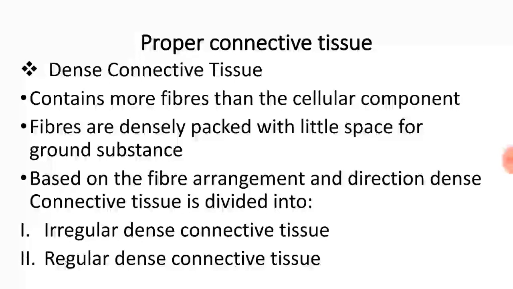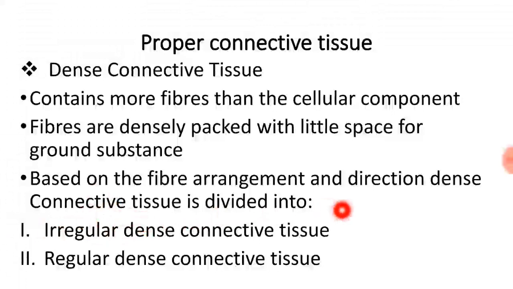Now we are going to see the dense connective tissue, which contains more fibers than cellular components. So here the cells are fewer than fibers. Earlier we saw that cells are more than fibers, but now fibers are more than cells. The fibers are densely packed with little space. The space from one cell to another is small, for the ground substances, based on the fiber arrangement in the direction.